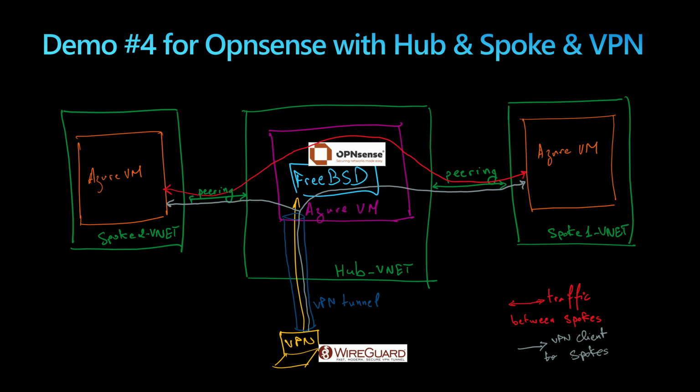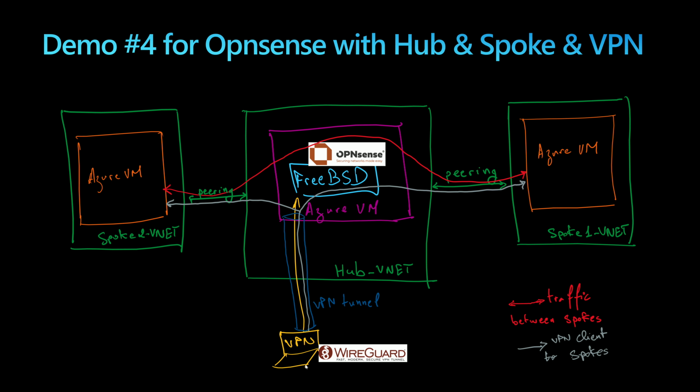Let's learn in this demonstration number 4 how to use OpnSense in a hub and spoke topology and a VPN connected machine. In the previous video, we have already set up the hub and spoke topology architecture right here with the OpnSense hub virtual machine and the two spoke networks.